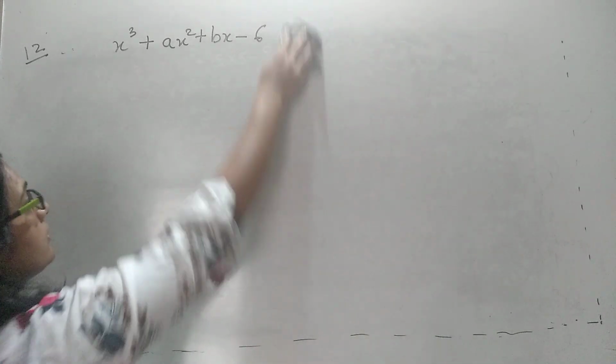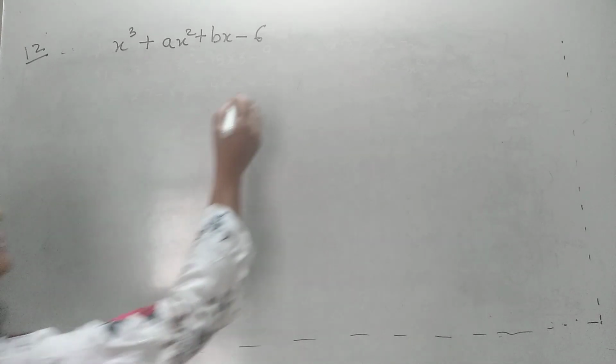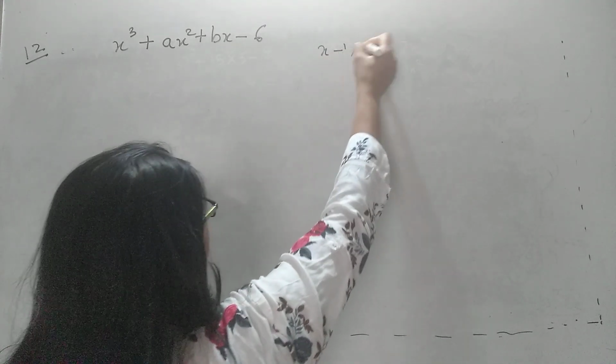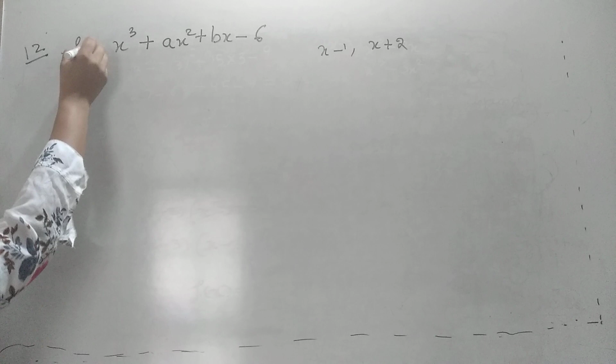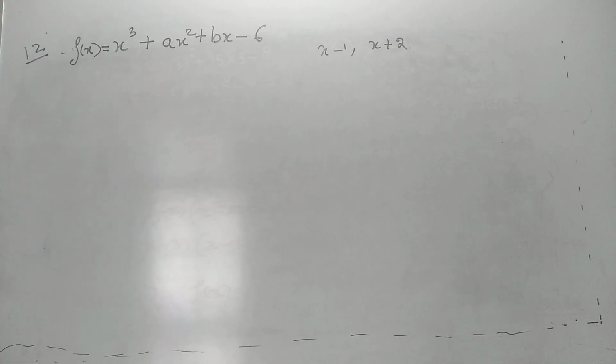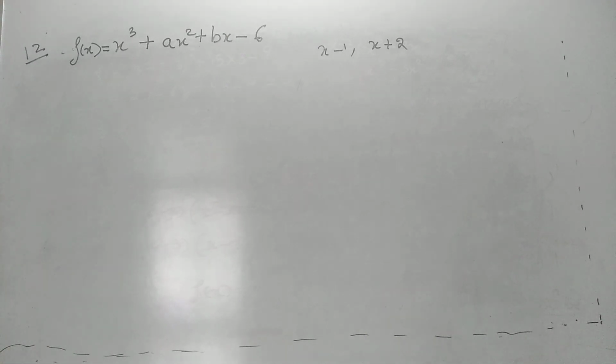We have to find the values of a and b if x plus 2 and x minus 1 are the factors. What is the first step? The first step is always to give a name to this polynomial. So we have given a name fx.